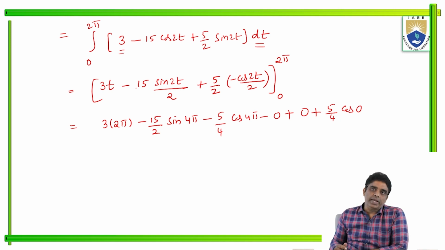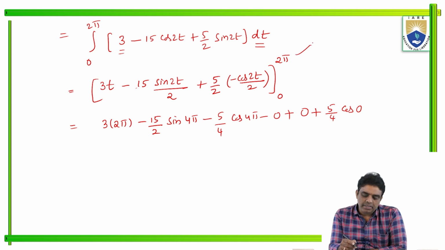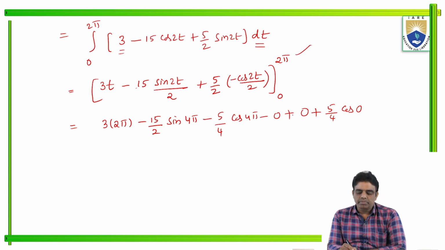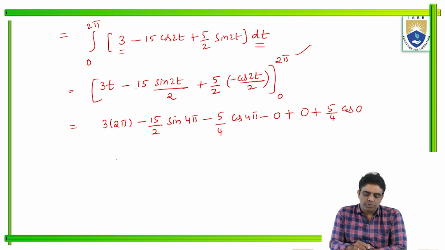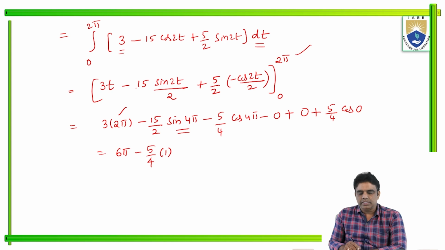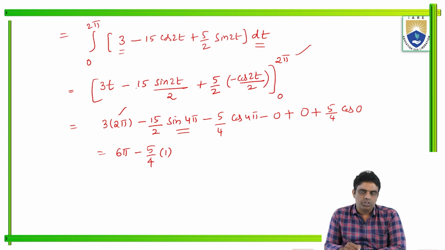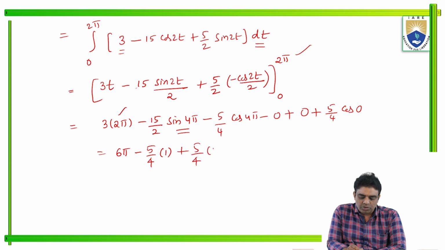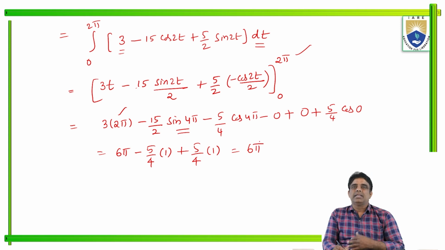So these are the limits for the integration from 0 to 2 pi. First you have to substitute the upper limit, then subtract the lower limit. So 6 pi is one value. Sin 4 pi is 0. Minus 5 by 4 into cos 4 pi, that is 1. It is nothing but cos 0. Plus 5 by 4 into cos 0, also 1. So these two get cancelled. So the required solution is 6 pi. That is the required answer.